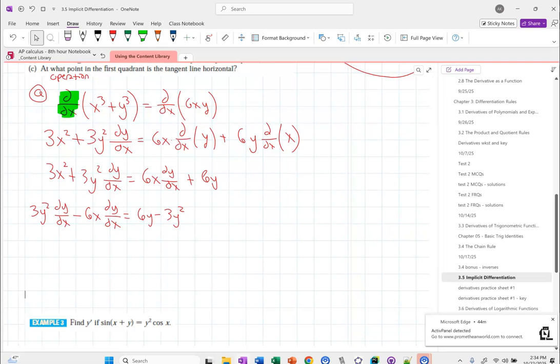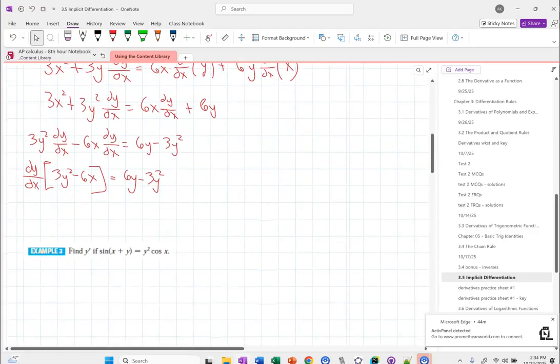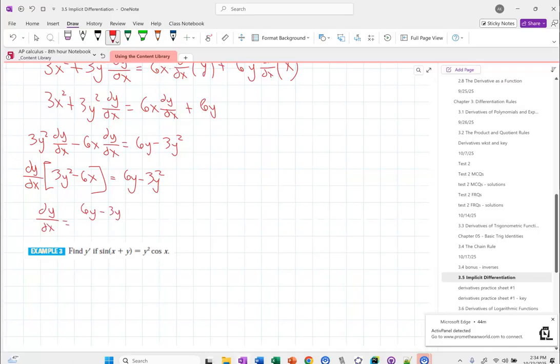They're on the same side. Factor, yes. So the dy/dx, we can treat that like a greatest common factor. And then I can just divide the 3y squared minus 6x to both sides. That's an x. Sorry. Lost that somewhere along the way.